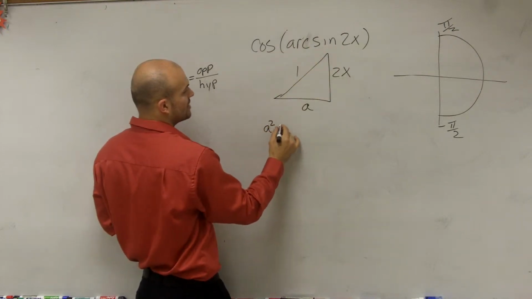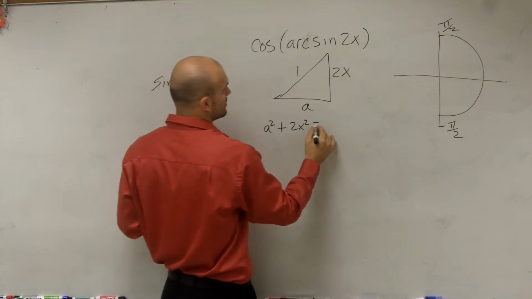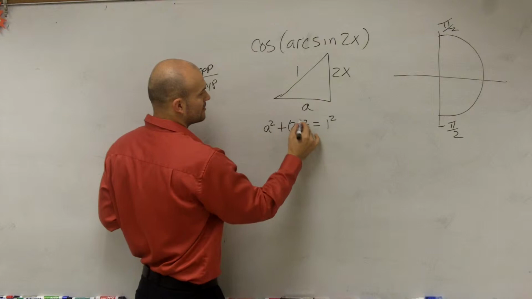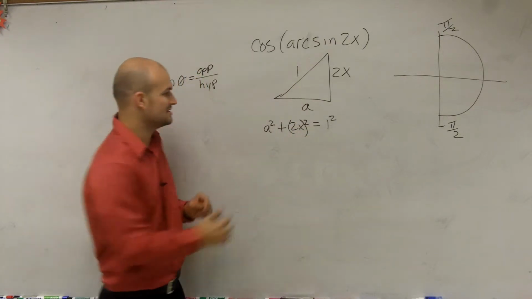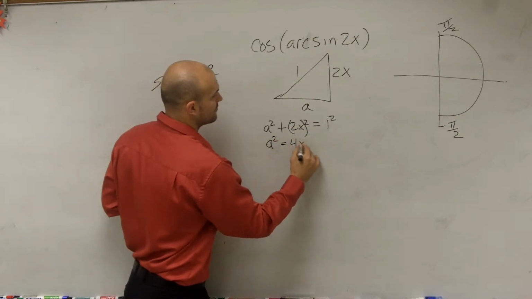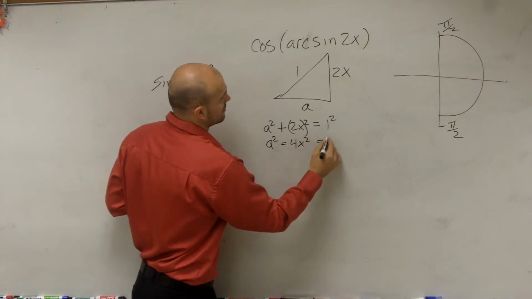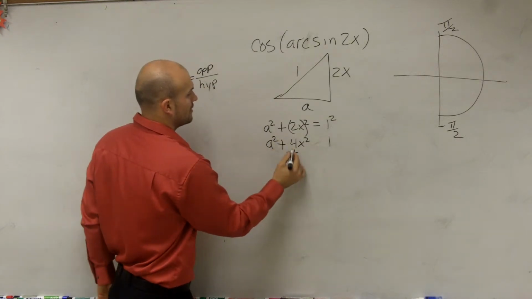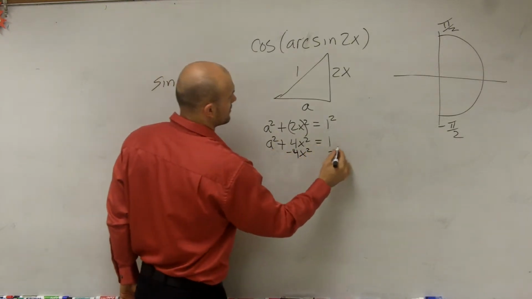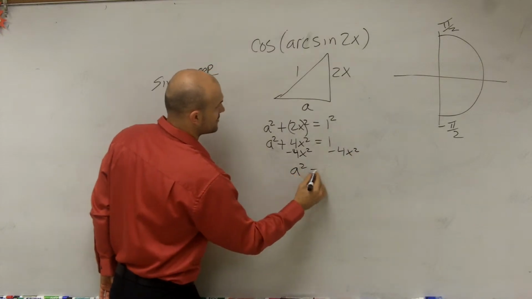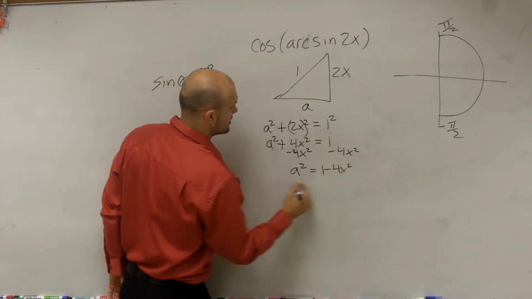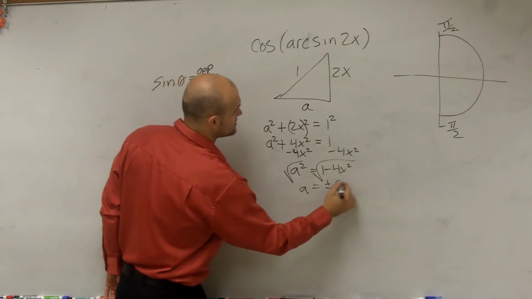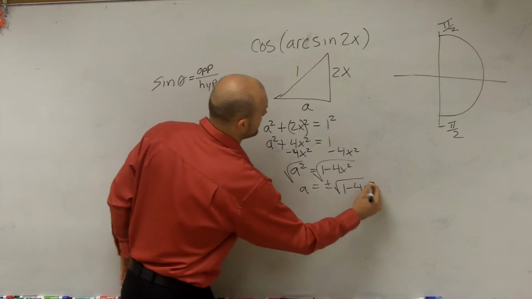So we're going to have a squared plus 2x squared equals 1 squared. Now, 2x squared, make sure you put it in parentheses, because you have a squared, equals 4x squared. So a squared plus 4x squared equals 1. Then I'll subtract 4x squared on both sides. So I get a squared equals 1 minus 4x squared. Then square root both sides. A equals plus or minus the square root of 1 minus 4x squared.